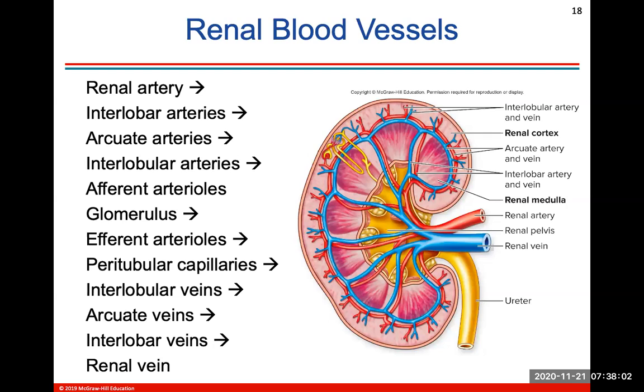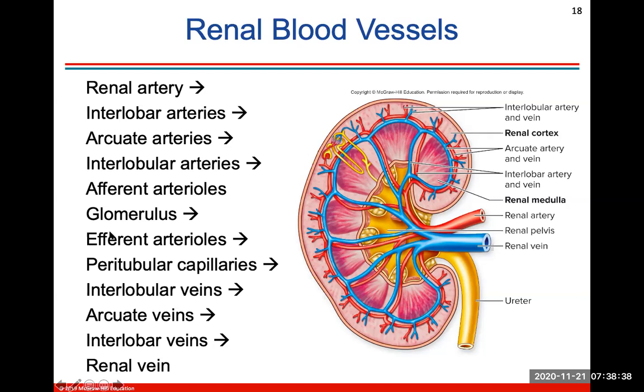This takes you through the renal blood vessel anatomy. So how blood gets into and out of the kidneys follows this sequence. And I do want you guys to know this sequence. Blood will enter through the renal artery and then travel through the interlobar arteries, through the arcuate arteries, which are kind of on the border between the medulla and the cortex, into the interlobular arteries, and eventually into the afferent arterioles, which bring blood into the glomerulus where the filtration occurs.